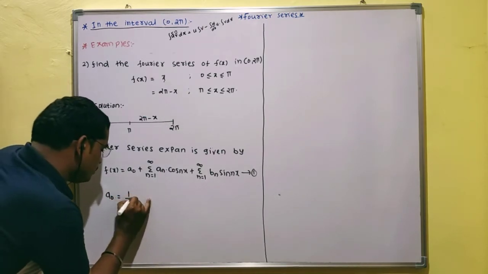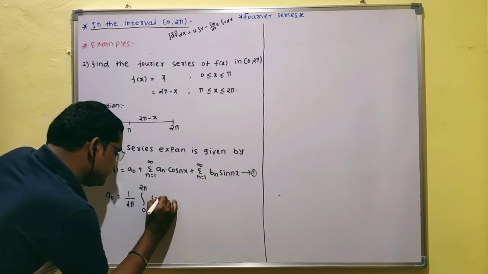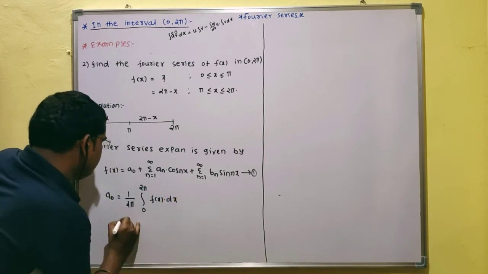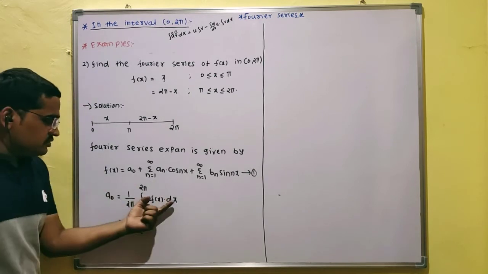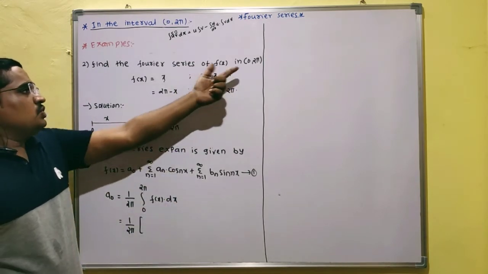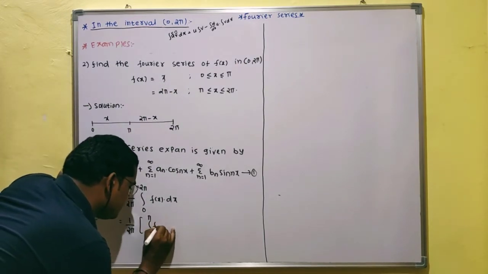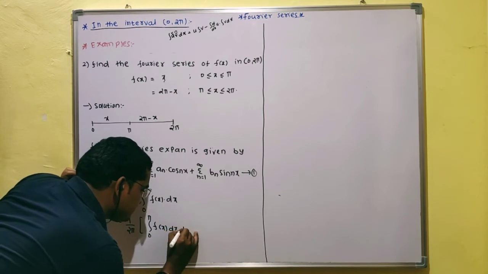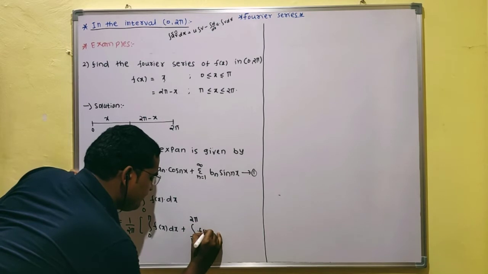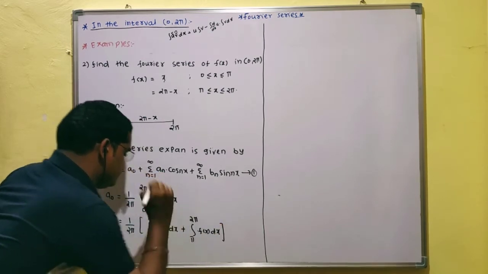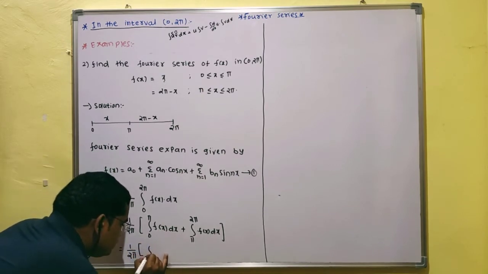Now a naught is equal to 1 upon 2 pi integration 0 to 2 pi f of x into dx, okay, which is equal to this 1 upon 2 pi as it is. Now we are giving the bracket for this because we are dividing this total interval into that range. First of all, integration 0 to pi f of x into dx plus integration pi to 2 pi f of x into dx, okay, this is our range, which is equal to this 1 upon 2 pi as it is in this bracket integration 0 to pi.